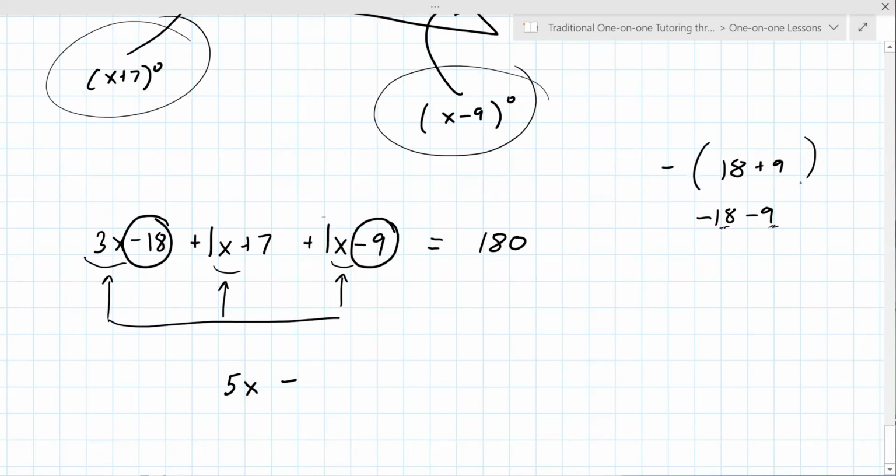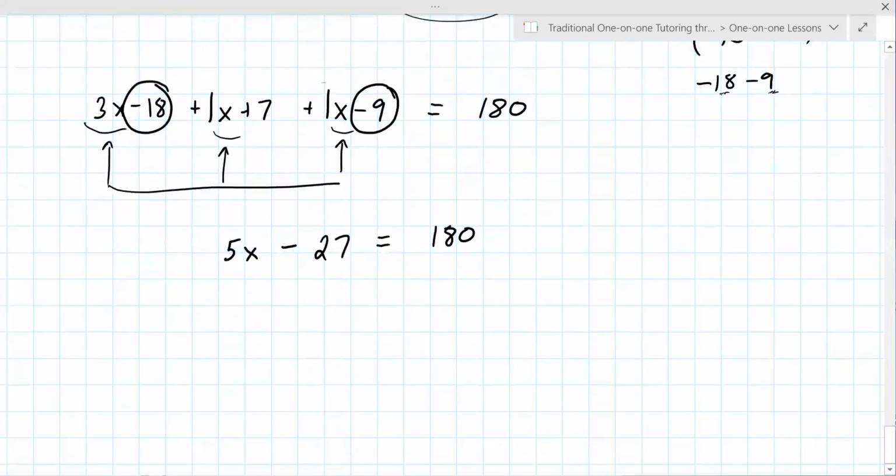Okay, and negative 18 plus negative 9, that is going to be, again, the same as 18 plus 9, but you put a negative in front. What is 18 plus 9? 27. Minus 27 equals 180. So we're subtracting 27, so we want to add 27 to both sides of the equation.